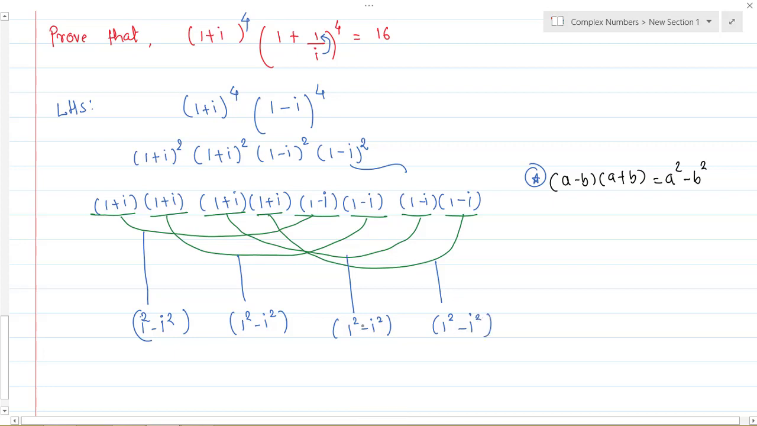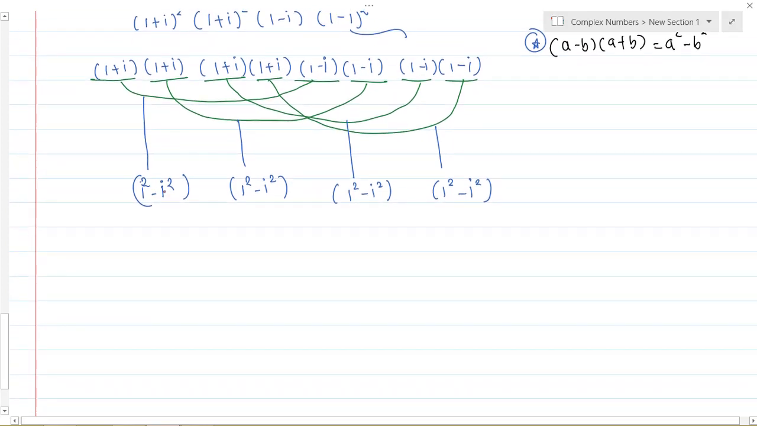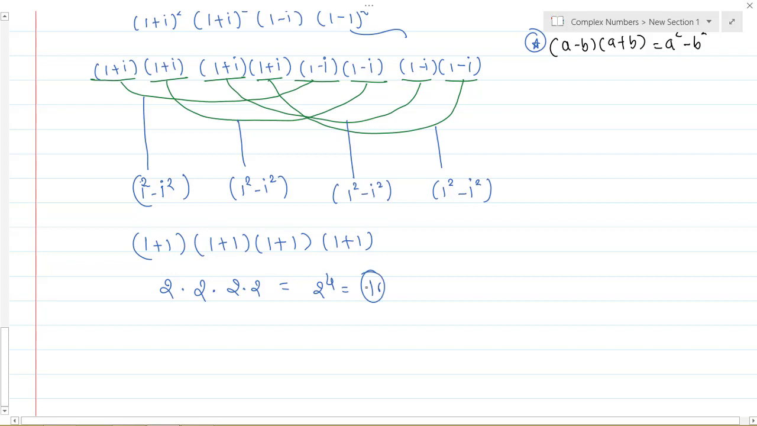So again this equals 1 square minus i square. What is the value of i square? It is minus 1, so minus minus becomes plus 1. Again we will get 1 plus 1, and again 1 plus 1. So this is 2 into 2 into 2 into 2, which is 2 to the power 4, which is nothing but 16. So hence proved, this is nothing but our RHS. I hope it is clear. Okay, so it's very very simple.